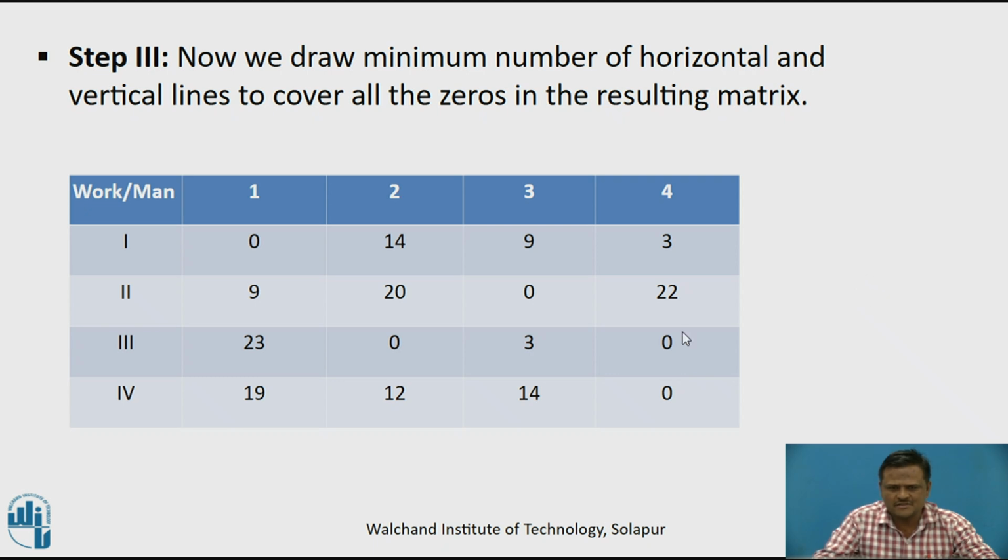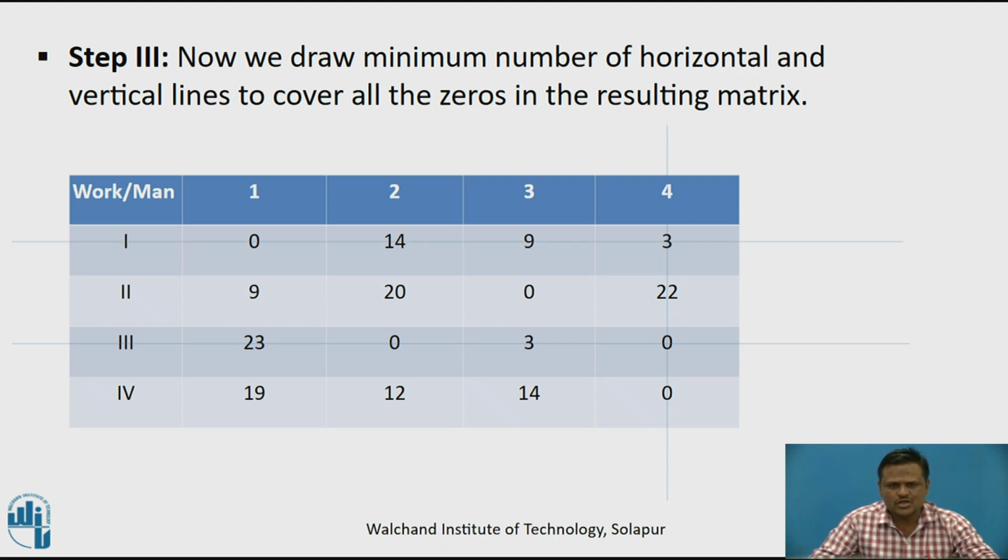So maximum zeros are present in the third row or fourth column, and other than that, if you see, there is 1 zero in the first row, 1 zero in the second row, and 1 zero in the fourth row. So first of all, we will draw the line on the fourth column to cover 2 zeros, and then we draw the line along the third row to cover 1 more zero, and now we are left with 2 more rows or 2 columns. So again 2 lines are required to cover the remaining 2 zeros.